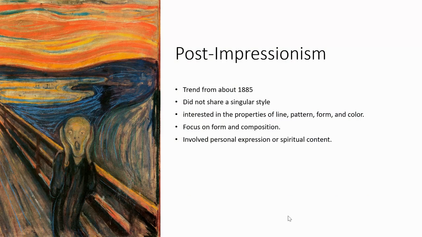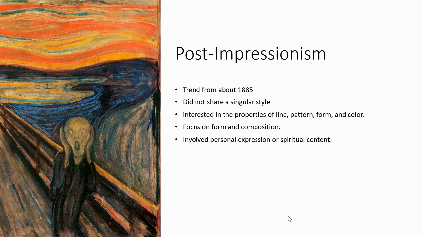Now, I wanted to mention a little bit about the post-impressionists. So post-impressionism really takes off about 1885, and these artists are not going to share a similar style. What they're going to share is an interest in the properties of line, pattern, form, and color. So in this way, they're not that different from the Impressionists that are very technical. So all of these are formal qualities of art. So if you've taken Art History 1, you kind of know what those are. But it's very technical. So they're going to be really interested in the technical aspects of art.